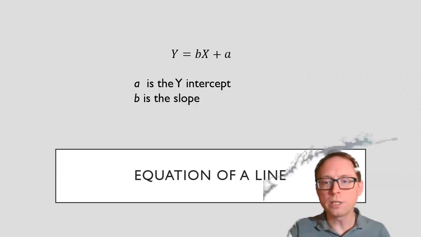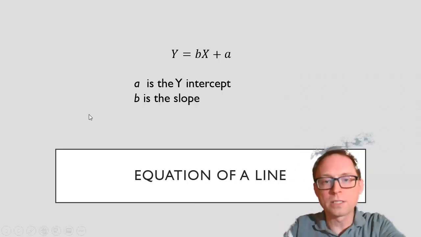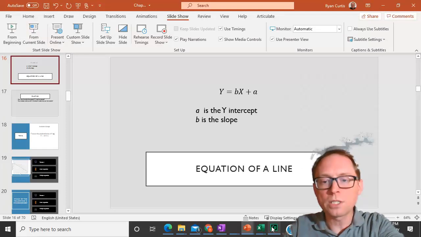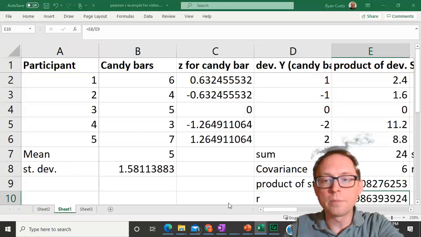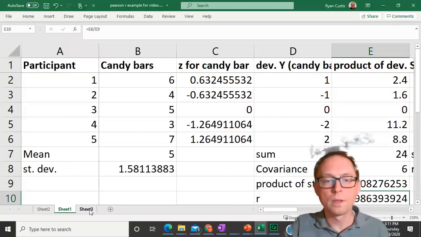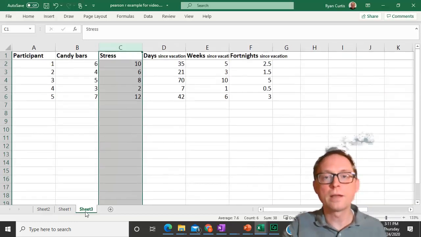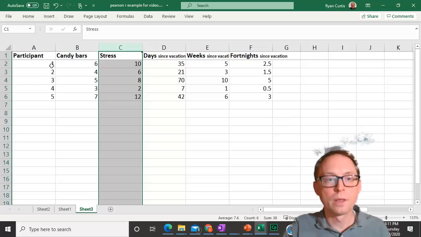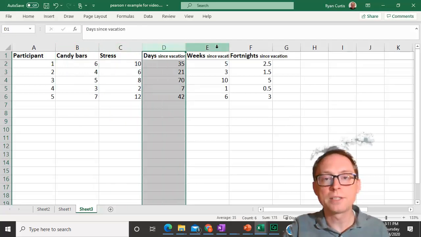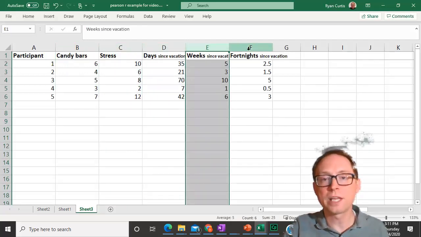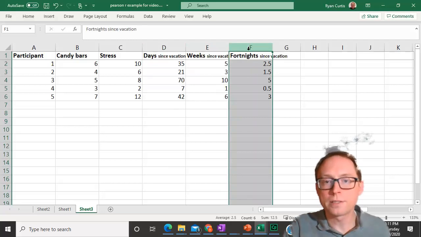So, let's first look at some data. Now, if you remember, we had looked at these data before. We looked at these data in the last chapter. So we have 5 participants. This is how many candy bars they've eaten, their stress level, how many days since their last vacation, how many weeks since their last vacation, and then how many fortnights since their last vacation.